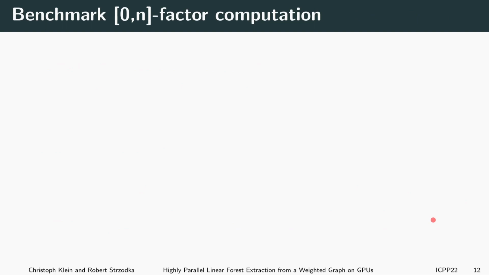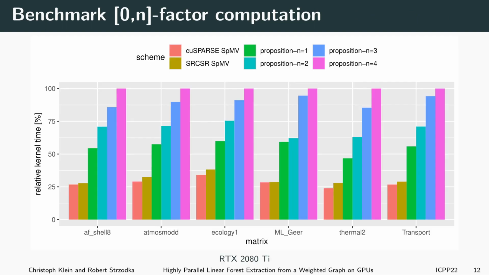Yeah, so let's have a look at the performance of this zero n factor computation. Here we see part of the results in the paper, and on the x-axis we see matrices from the sparse matrix collection, which are very large, so more than 1 million vertices, and on the y-axis we see the relative kernel time, so this time is relative to the slowest scheme. So the slowest scheme is always at 100%. And for comparison, just as roofline, we also have a look here at a normal sparse matrix vector computation.